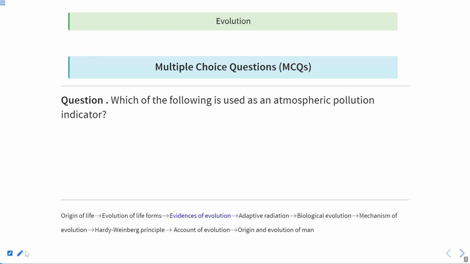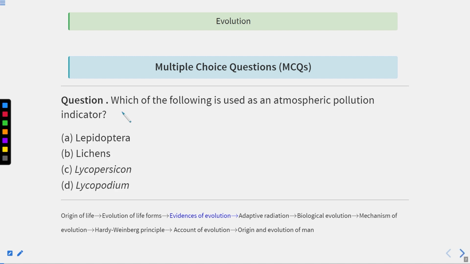Let's talk about question number 1. Which of the following is used as an atmospheric pollution indicator? Alright, so let's have a look at the options. Option number 1, Lepidoptera. Option number 2, lichens. Option number C is Lycopersicon. Option number D is Lycopodium.